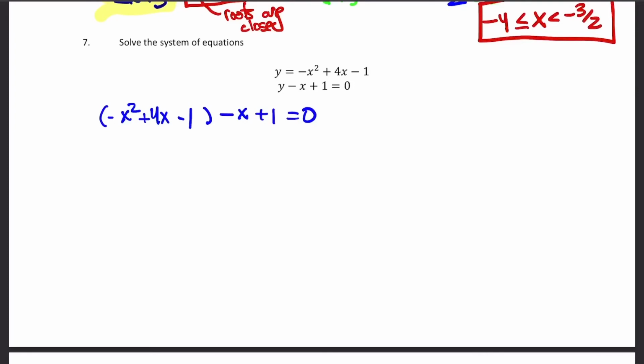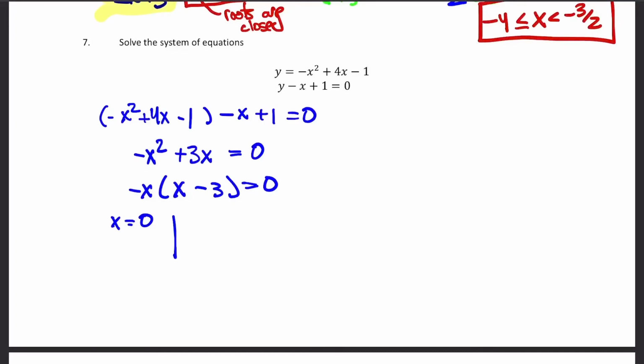Let's combine like terms. Negative x squared. 4x minus x is a positive 3x. Negative 1 plus 1 cancels, and that equals 0. So now I can just factor this. Take out a negative x. So that gives me x, and be careful, minus 3 equals 0. And I get two roots: x equals 0, and x equals positive 3.